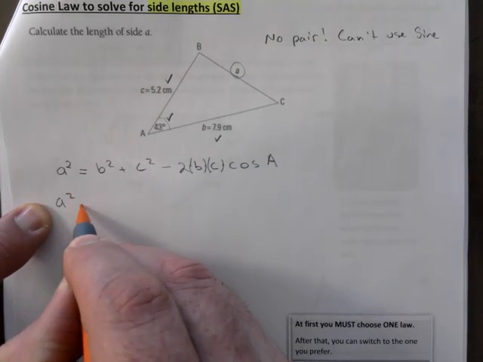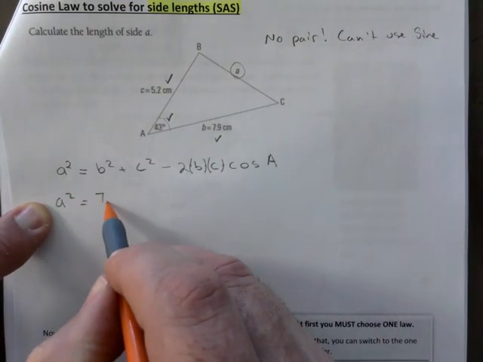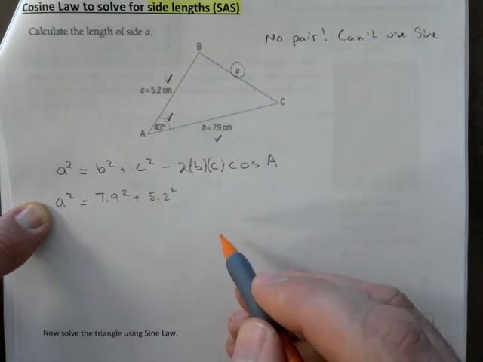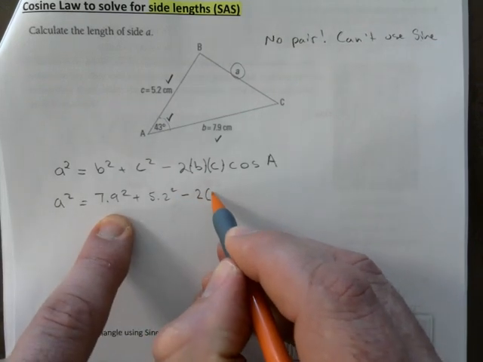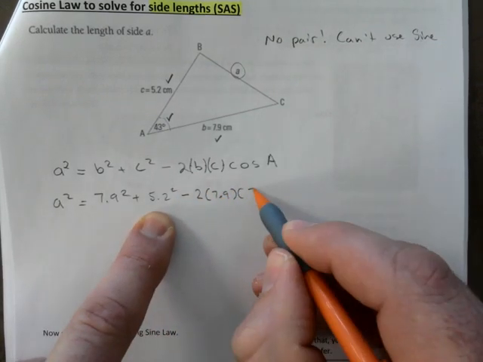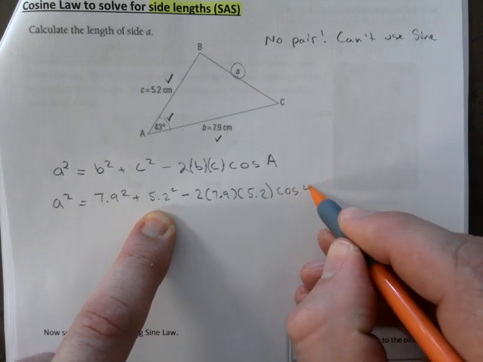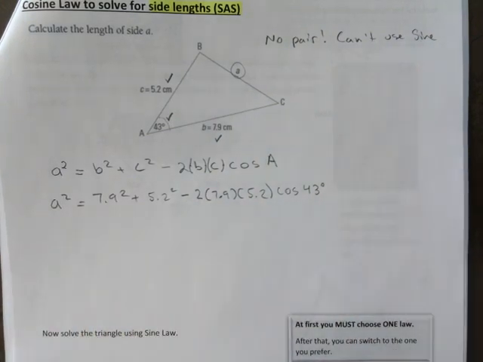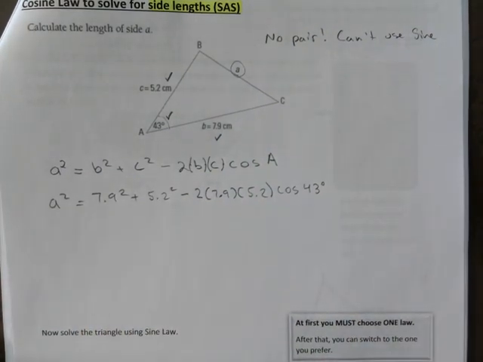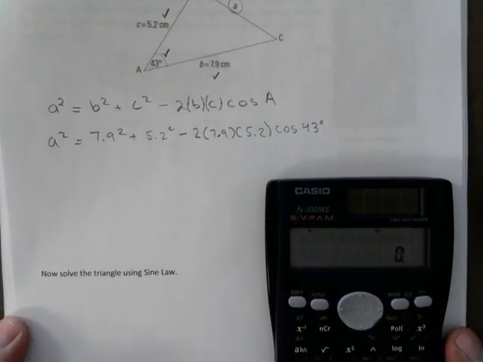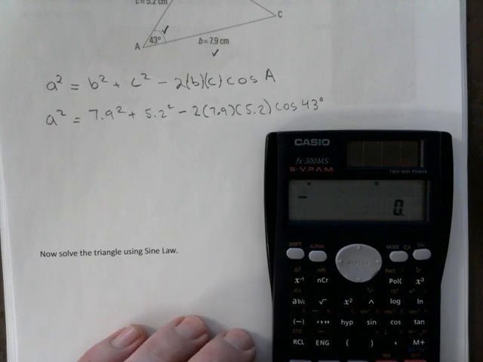So A squared, watch this. We're going to go 7.9 squared plus 5.2 squared minus 2 times the first one here times the second one times cosine of 43 degrees. And here's where having a good calculator is going to make your life so much easier. This is where it comes to the test. I warned you, get a calculator.